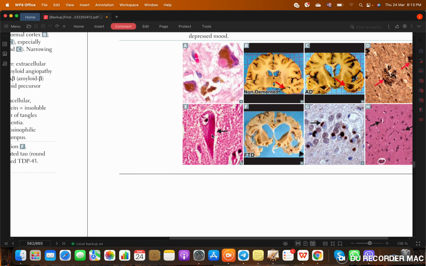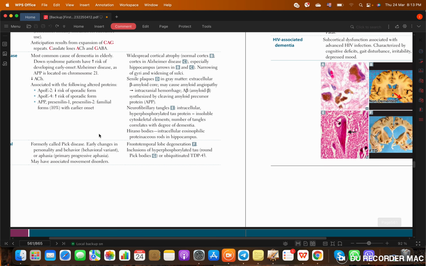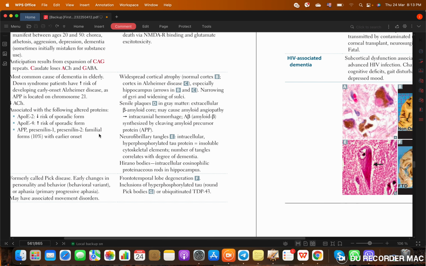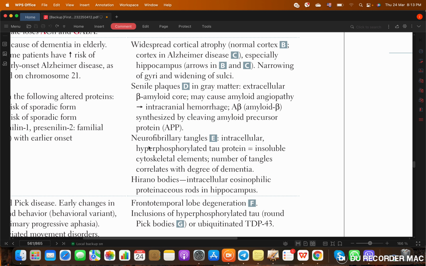This is the fibrillary tangle. This neurofibrillary tangle is not the only disease we see it in. There is another disease, but for now, just think Alzheimer's. So yeah, it's an intracellular hyperphosphorylated tau protein. They do ask about the tau protein. It's an insoluble cytoskeletal element, and the number of tangles correlates with how bad the dementia is. Logically, a brain biopsy is not done commonly, so most likely we will see this post-mortem.